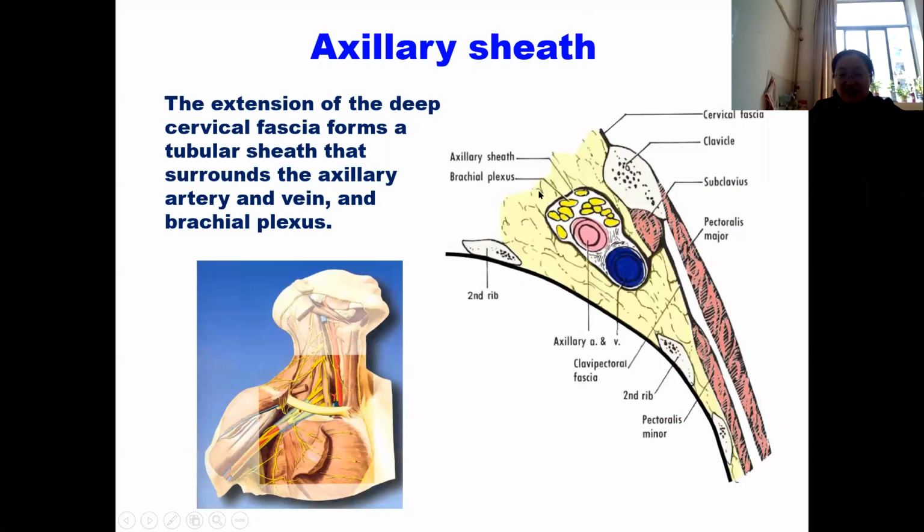Another concept here: the axillary sheath. What's the axillary sheath? We know the axillary lymph nodes, axillary artery, axillary vein, and also the brachial plexus nerve are all enclosed by the connective tissue of the axillary region. So this connective tissue we call the axillary sheath. Okay, this is the key point for the axillary region.